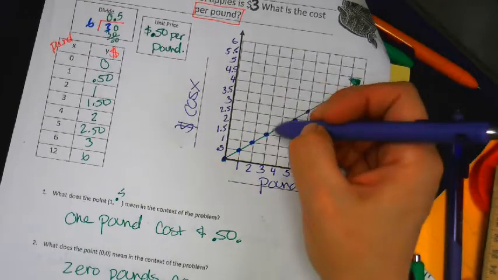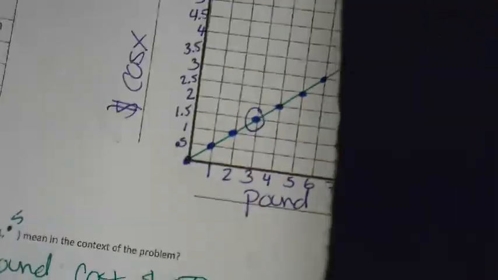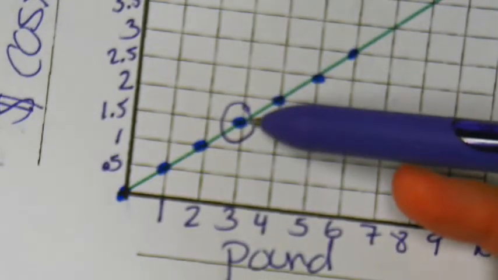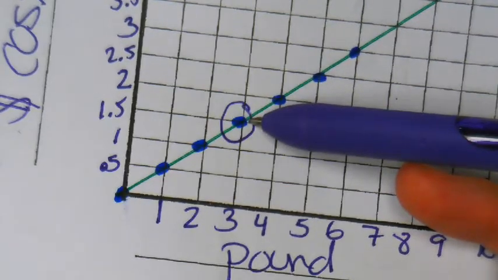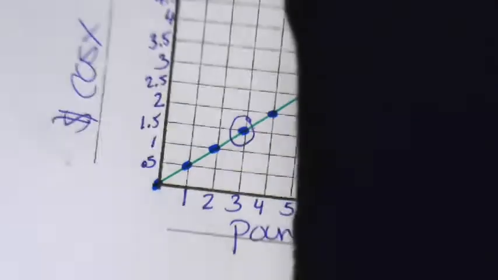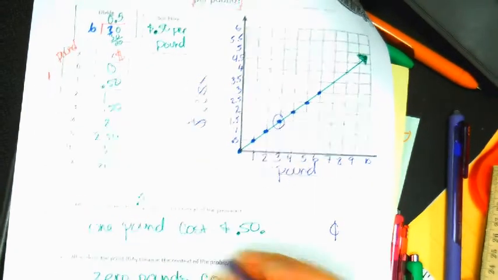Okay, can you tell me what this point means? I'll zoom it in, and you can fill it out in number 3. What does that point mean? 3 pounds cost 1.50. Yes. So write it in number 3. Fill in the numbers where the blanks are. Which reminds me, which number do I fill in first? Yes, so the bottom number is first. So 3, 1.5.